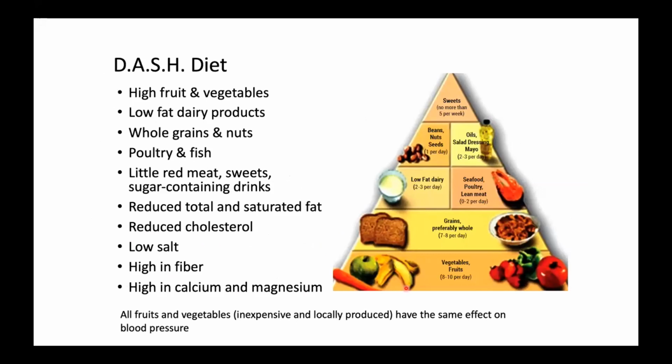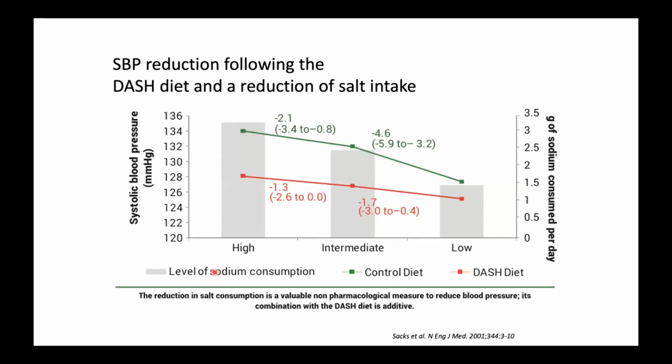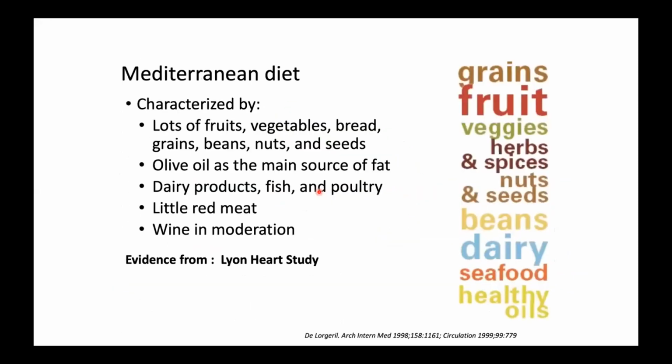This is a typical plan which is high in fruits and vegetables, with low fat dairy products, whole grains and nuts. Poultry and fish were encouraged, with little red meat, sweets and sugar-containing drinks, and reduced saturated fat and cholesterol, low salt, high fiber, and high calcium and magnesium. What they found was a reduction in systolic and diastolic blood pressure with the DASH plan, and this reduction was more pronounced in patients with high sodium, high salt intake.